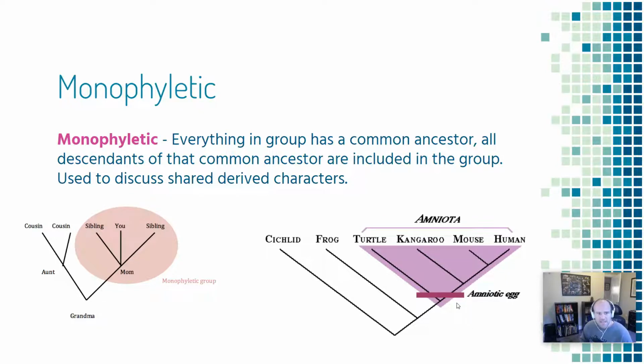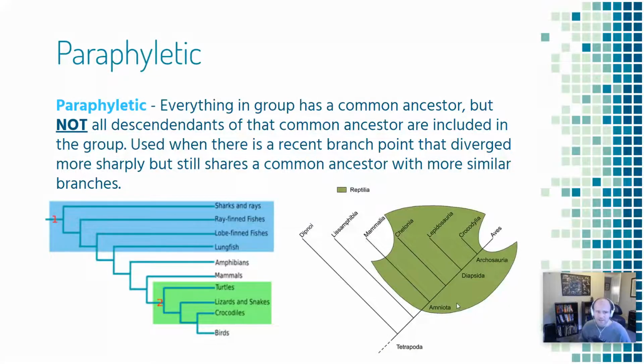Now we're going to differ it a little bit with paraphyletic. So this is very similar to monophyletic, but now we don't include everyone. So they all share a common ancestor, but we're not including everyone. So this is used when we want to talk about maybe there's a group that has diverged from the group. So that amniota, again, we can see that amniota group. If we're just talking about the reptiles, so that's going to include those crocodiles, those turtles, those lizards and snakes.